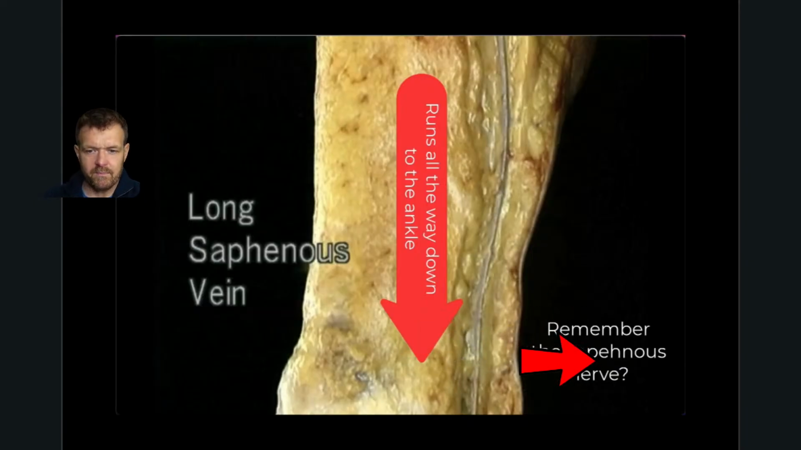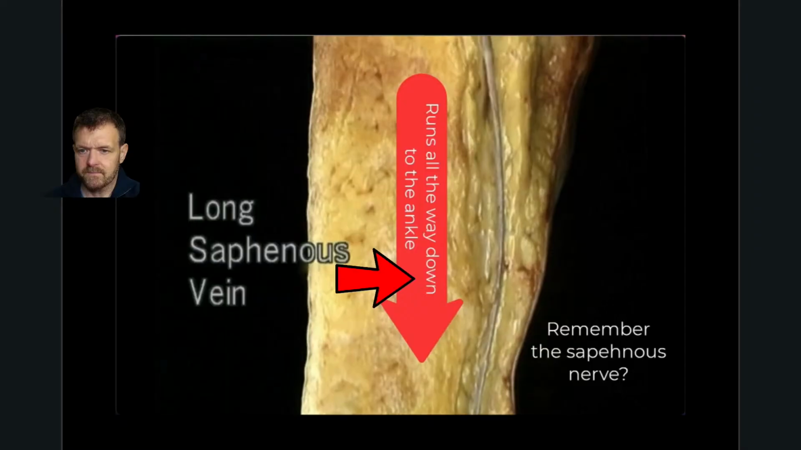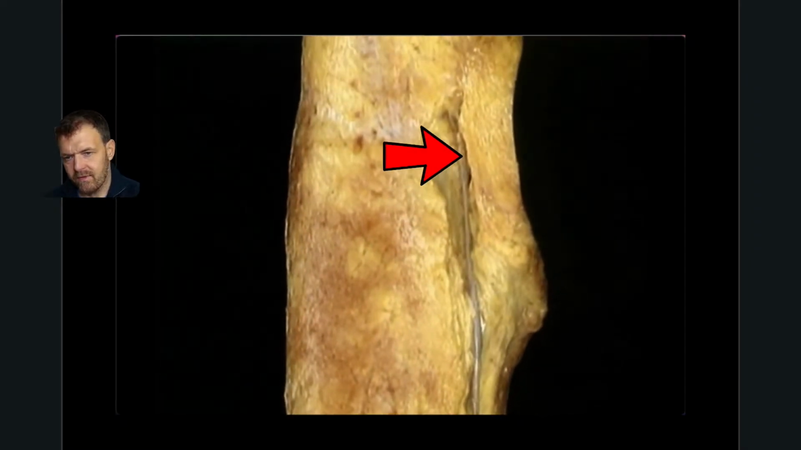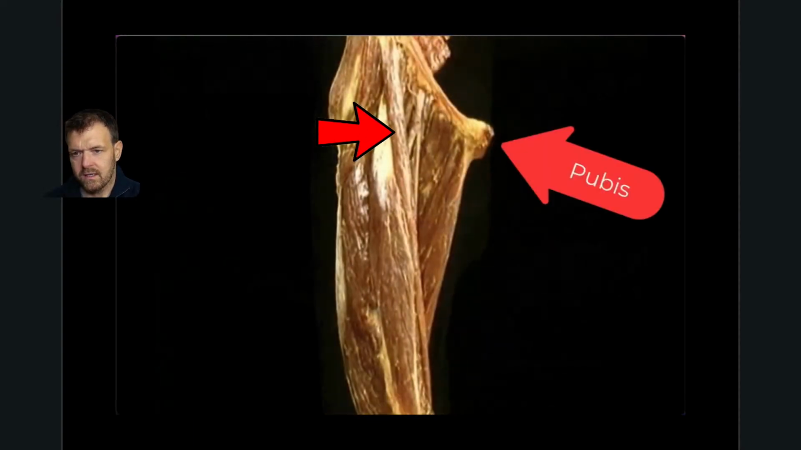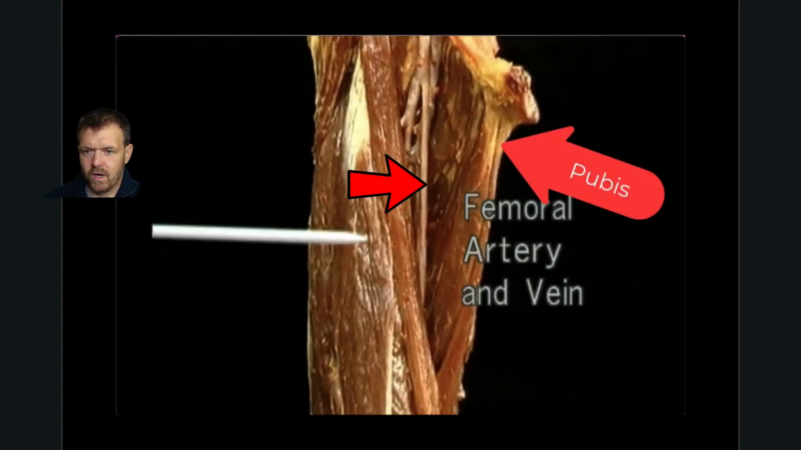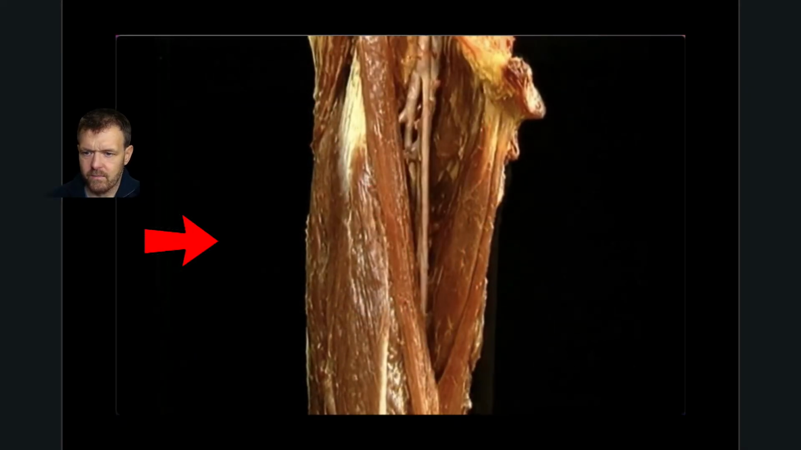Sorry about the spelling there, but the saphenous nerve follows exactly the same pathway. So the nerve and the vein, when it gets around the knee, they follow in the same direction. So it runs all the way down. So there's the vein, and then the vein drains up here in the groin. So there's your pubic bone. There's your femoral artery and vein. Sartorius just here, so that's your femoral triangle.